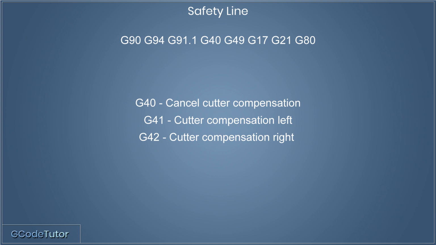But these compensations will be added further down in the program. On the safety line, we always cancel any active cycles or compensation. So G40 is the only thing you would see in this line, not G41 or G42.